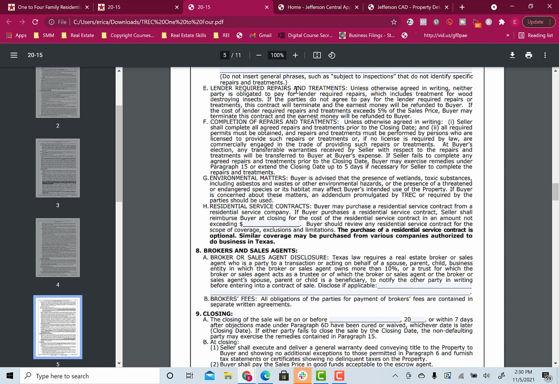So the lender can sometimes request repairs. That usually has to do with an FHA loan. So that's going to be more on the traditional lending side, not the hard money lending side. Completion of repairs and treatments, if there's certain proof that needs to be provided and everything along those lines. Environmental matters. Now here, the residential service contracts, that has to do with home warranties.